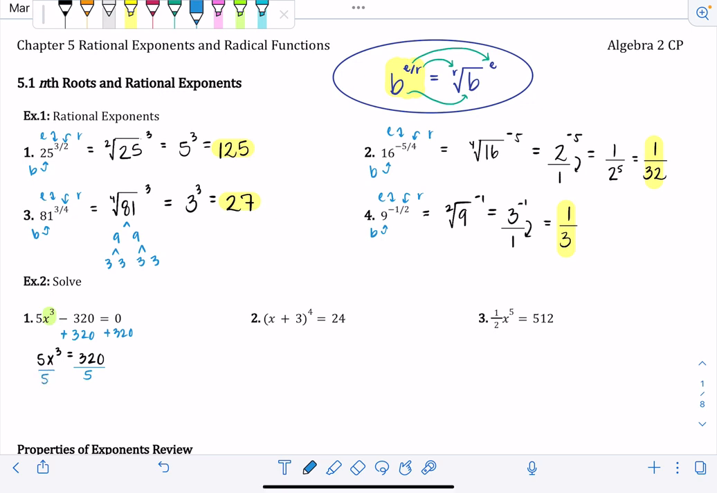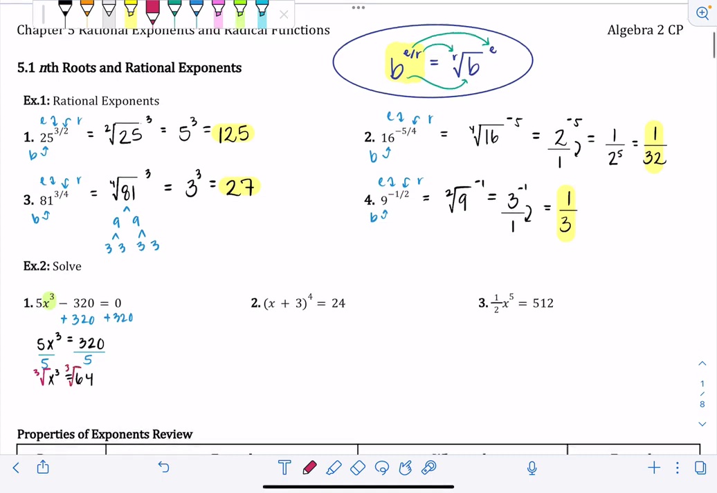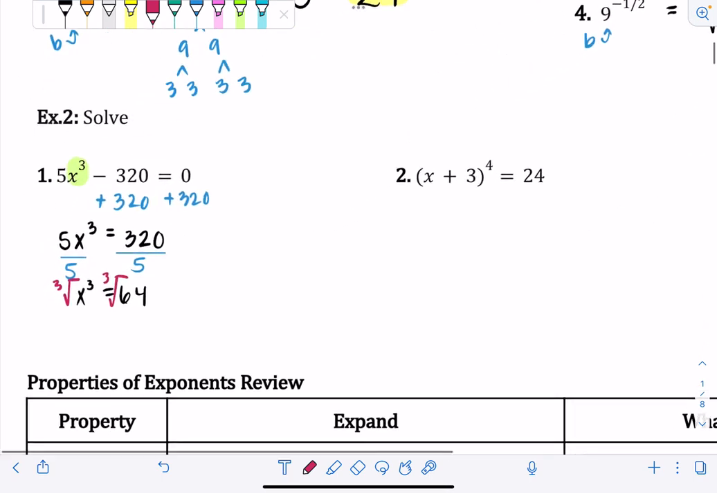So 320 divided by 5 is 64, so I have x cubed equals 64, and then from there I'm ready to cube root both sides to get x by itself, so it's no longer x cubed. So cube root both sides. If you want, you can make a factor tree for 64, but it's asking what number times itself 3 times equals 64, which 4 to the third power is 64. So it ended up being x equals 4.